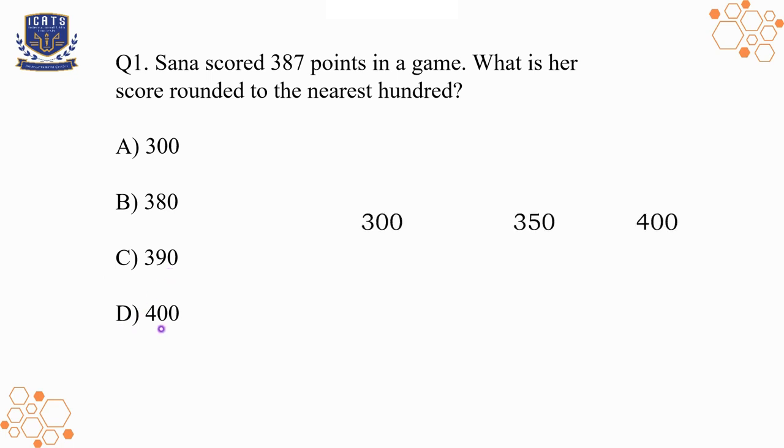So here, first of all, we will see where 387 lies. It lies between 300 and 400. So now we will see, is it before 350 or after 350? As it is after 350, we will say that 387 will be rounded towards 400. So we will select option D here.